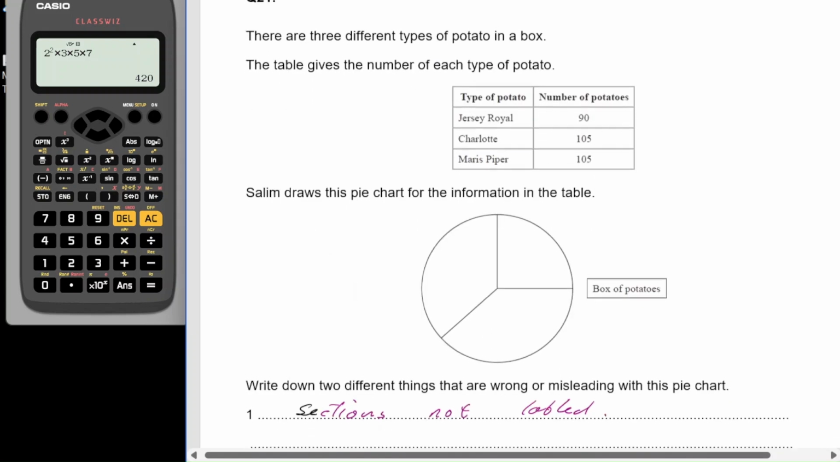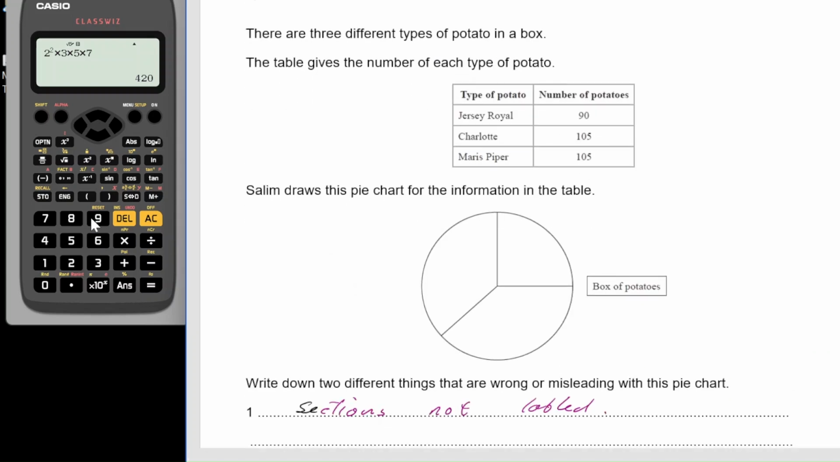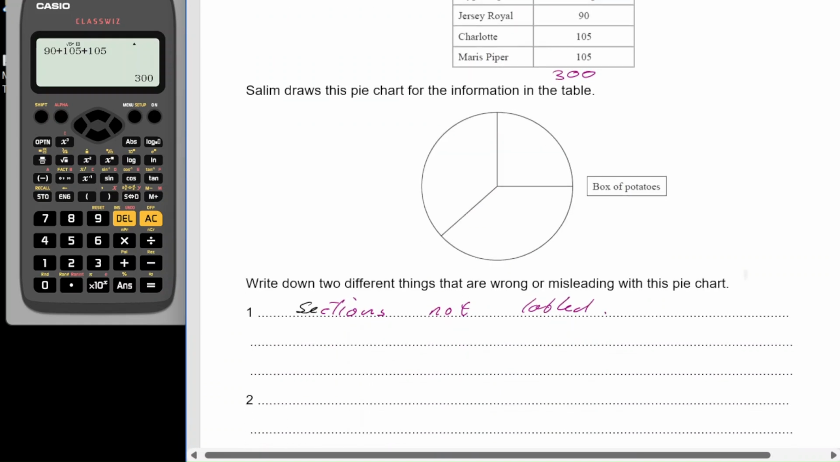Secondly, 90 plus 105, I kind of know this, plus 105, 300. So the pie chart can't have a 90-degree angle in it. The 90 doesn't represent 90 degrees.